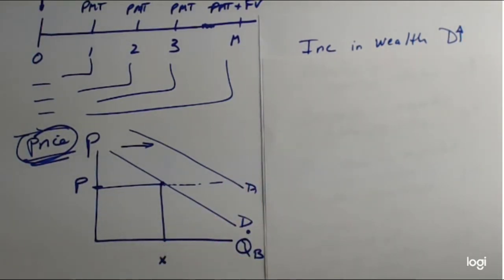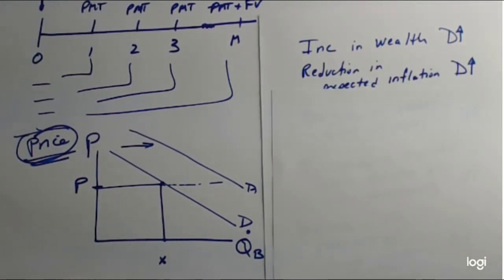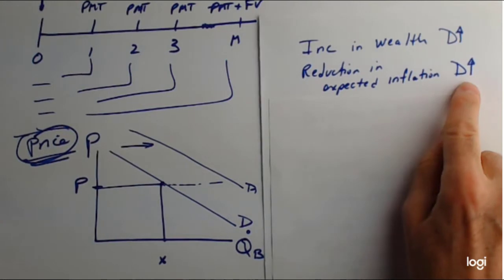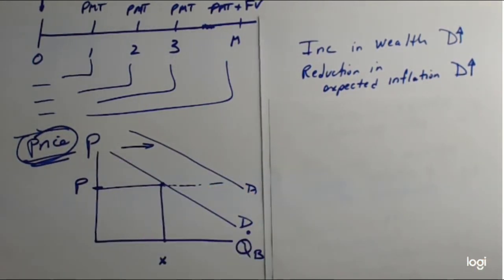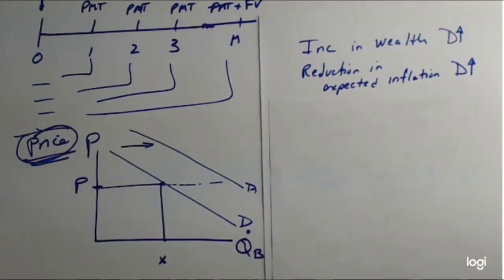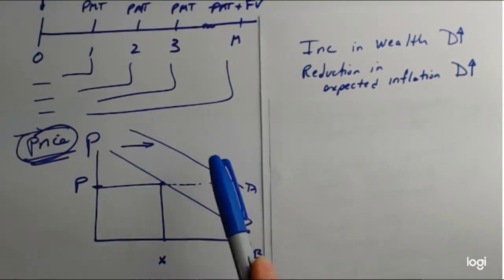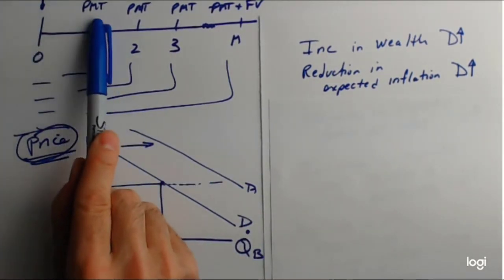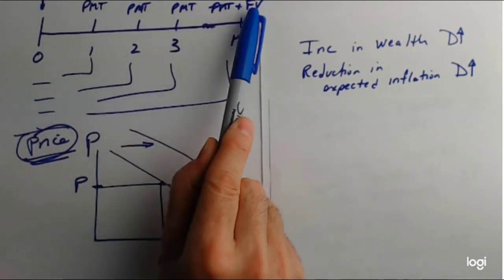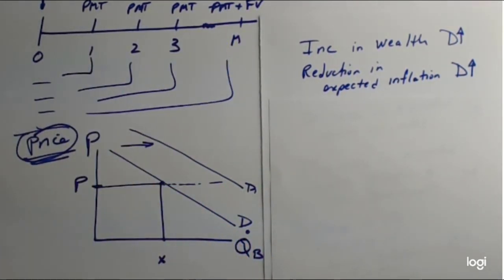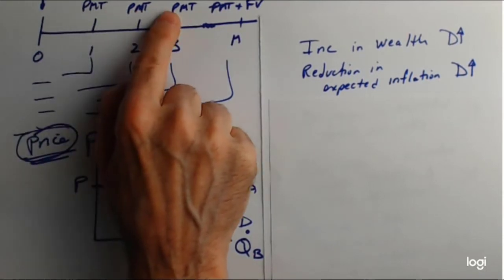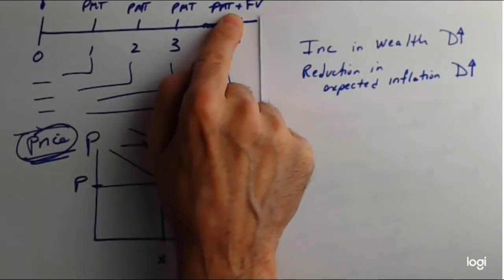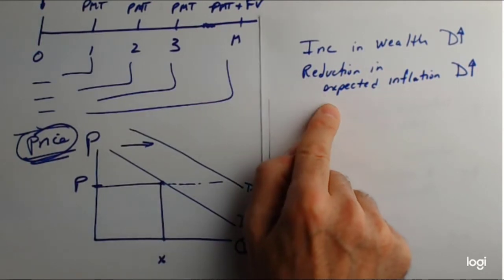The next one is if we have a reduction in expected inflation. A reduction in expected inflation will increase the demand and shift the demand curve. And so how do you interpret that? Well, think of it this way. Buyers like you and I and institutions that buy bonds, if they see that inflation is expected to go down, remember, these payments are all fixed. And if inflation goes down, that means these things are staying fixed. These payments are worth more to a bond holder. And so that's going to increase the demand.